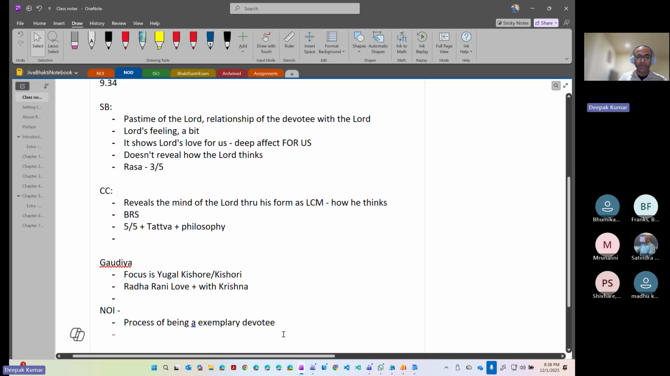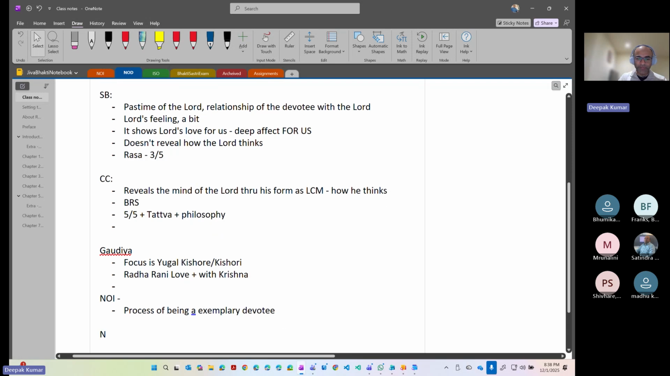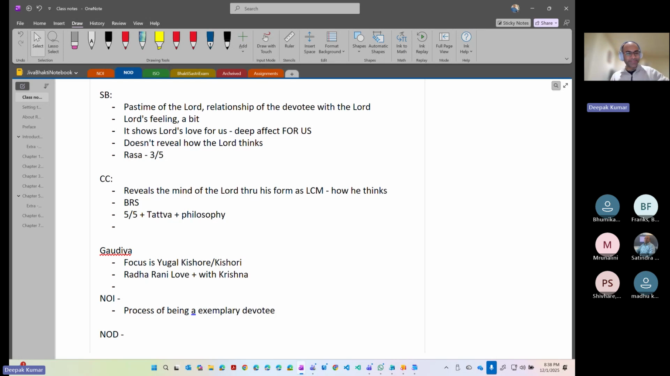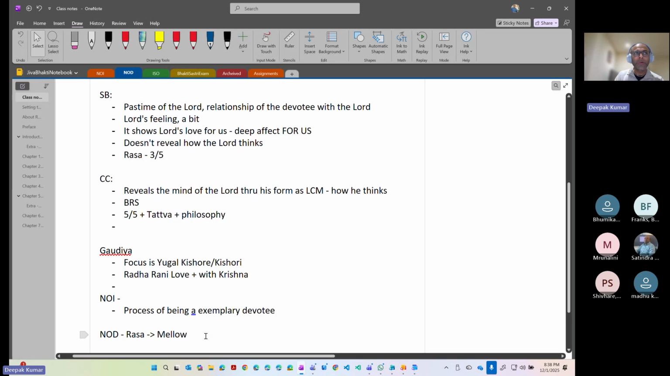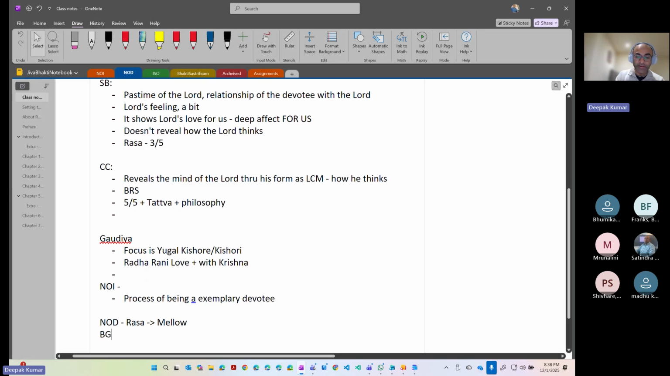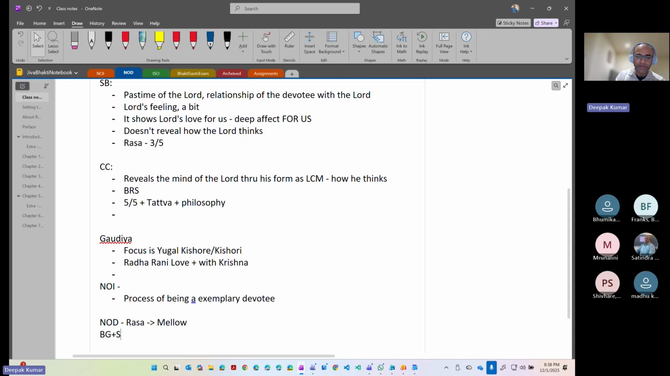Now coming to Nectar of Devotion, you're saying, why am I building so much suspense before I come to Nectar of Devotion? So, Nectar of Devotion, I already talked about rasa, which is also called mellow in English. But this is the combination of what we are reading: Bhagavad Gita plus Srimad Bhagavatam plus Chaitanya Charitamrita, and there is one more plus. I'll just write it. Hari Bhakti Vilas.